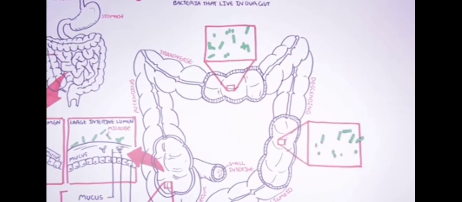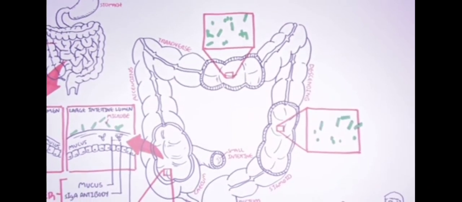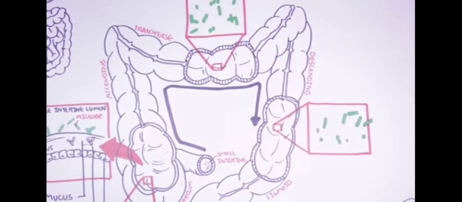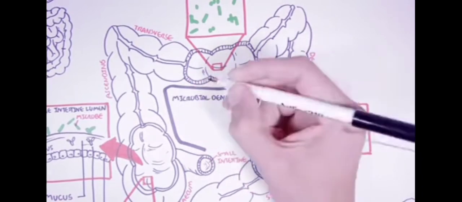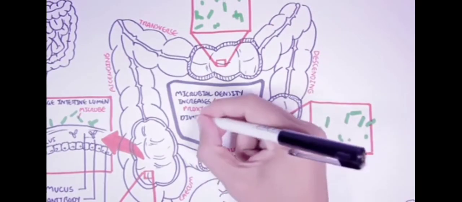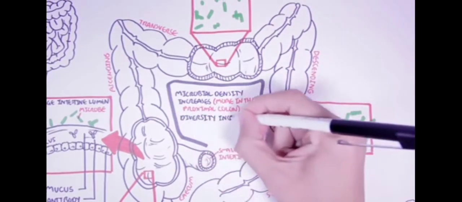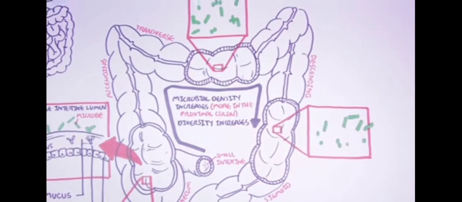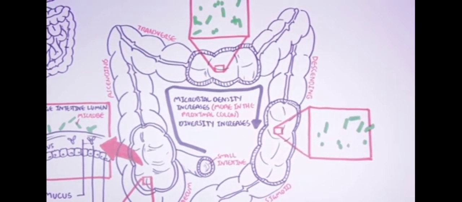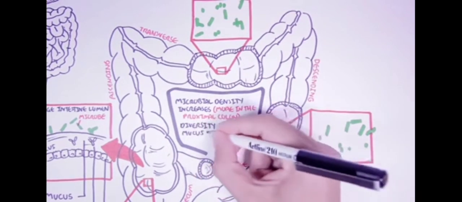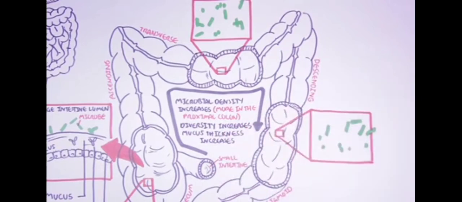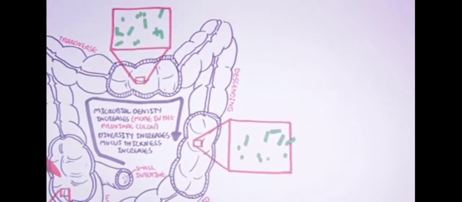And so we can say that the bacterial density will increase from the duodenum of the small intestine to the large intestine. We find especially a lot of bacteria in the proximal colon. As well, with this increase in density, there is also an increase in bacterial diversity. So there are more bacterial species as we move towards the end of the colon. With the increase in bacterial diversity and density, there is also an increase in mucus thickness.